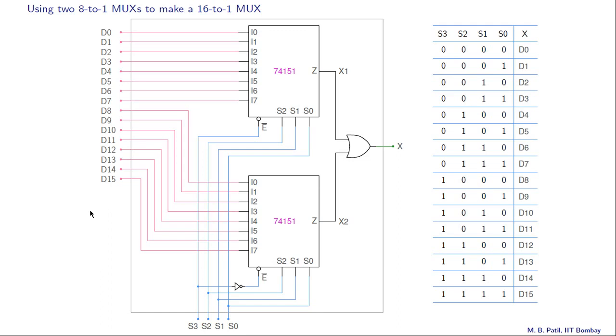When S3 is 0, then this mux is enabled. It works as a multiplexer. This mux is not enabled. So we get x2 equal to 0, and the output is the OR of x1 and 0, that is x is equal to x1 in that case. Now when S3 is equal to 1, then this IC is enabled. It works as a multiplexer. This one is not enabled, so x1 is made equal to 0, and the output is the OR of x2 and 0, that is x becomes equal to x2.